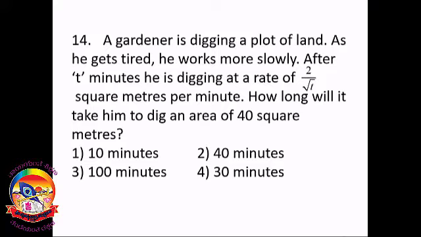A gardener is digging a plot of land. As he gets tired, he works more slowly. After 80 minutes, he is digging at the rate of 2 by root t square meters per minute. How long will it take him to dig an area of 40 square meters? Here, the rate of change of digging area is given as 2 by root t square meters per minute. The digging area x is given as 40 square meters.